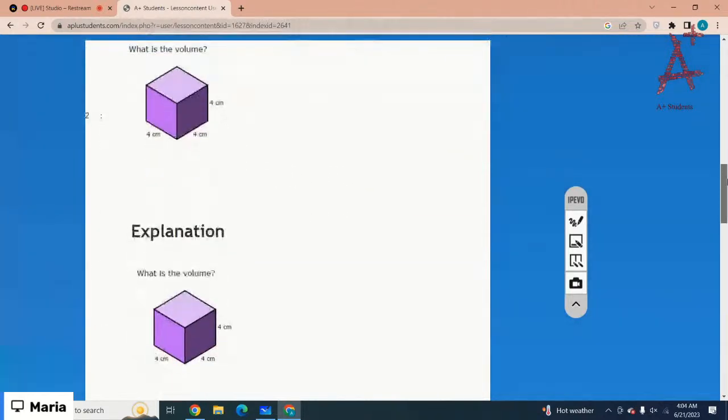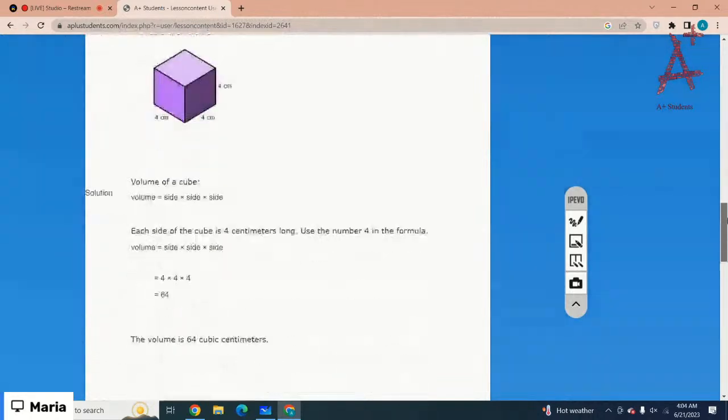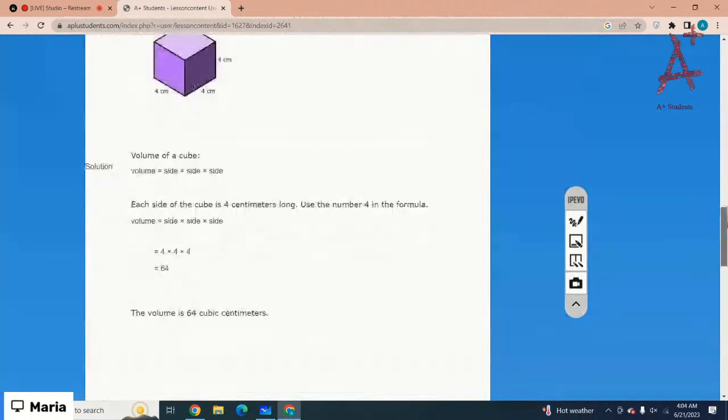Okay, the next one is, what is the volume? You are given a cube. You have to calculate the volume of the cube. So how do we calculate the volume of the cube? You have to do side times side times side. Got it? So all the side lengths are 4. You have to do 4 times 4 times 4. So that means equals 64 cubic centimeters.